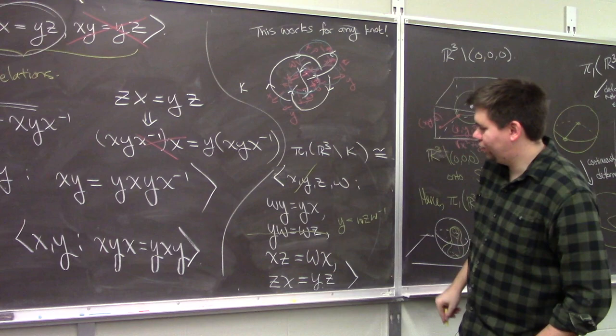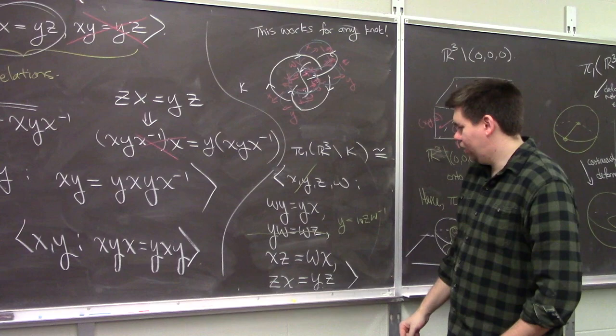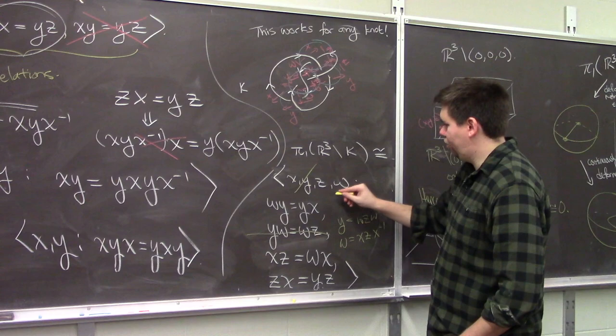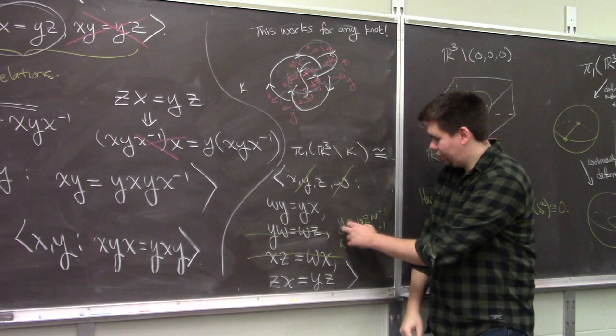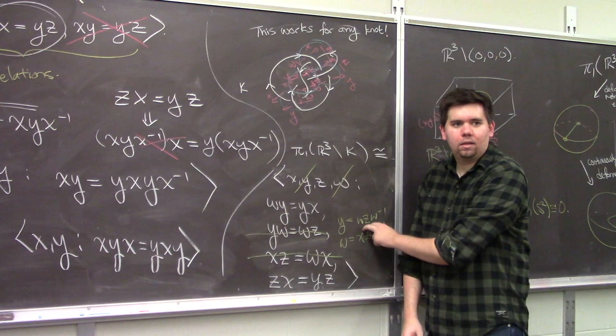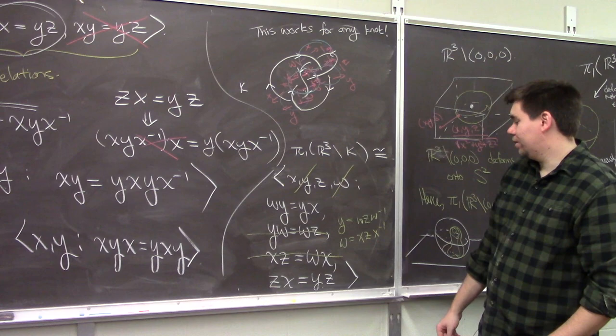And you can also say that this one tells you that your W is just XZX inverse. So you can throw out your W and throw out that generator. But then you need to rewrite these relations using only X and Z. So you replace your W with this and your Y with this. There's a little bit of work to rewrite these using only X and Z. So I'll leave that to you.